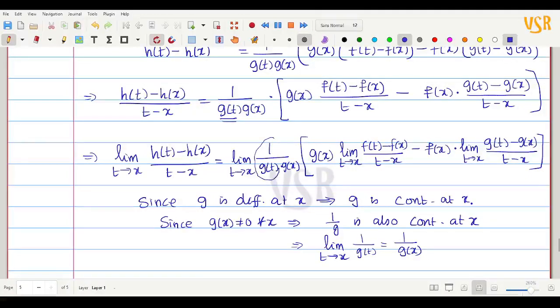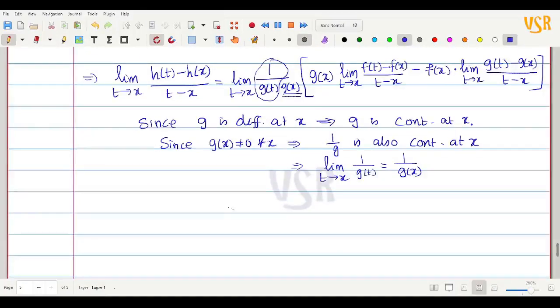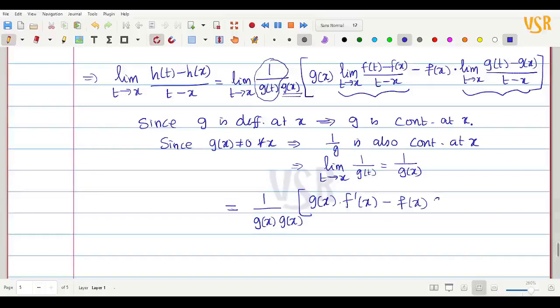So bringing this here, how can we divide this whole thing? We can write the whole thing as 1 divided by g of x, and there is already one g of x here. Therefore this implies that this is equal to 1 divided by g of x into g of x times the bracket. This term is equal to f dash at x minus f of x, and this term is nothing but g dash at x.